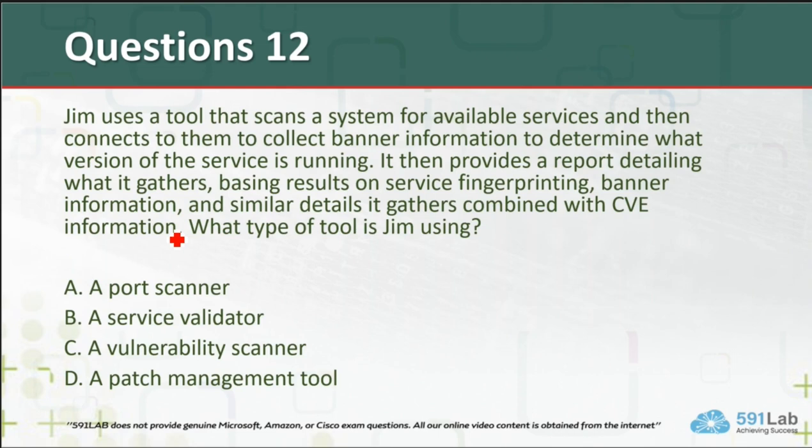Question number 12, Jim uses a tool that scans a system for available services and then connects to them to collect banner information to determine what version of the service is running. It then provides a report detailing what it gathers, basing results on server fingerprinting, banner information, and similar details it gathers combined with CVE information, common vulnerability and exposure. What type of tool is Jim using?